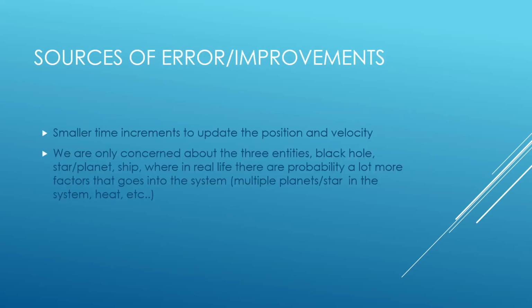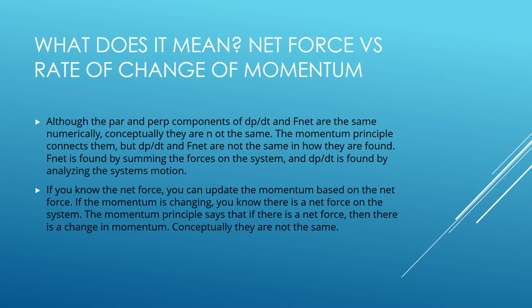Other sources of error and improvements: smaller time increments to update the position and velocity, and we're also only concerned about the three entities, where in real life there are probably a lot more factors that go into the system, including systems that have multiple planets or stars, and heat will also be a factor, and a lot of other unknowns. So what does it mean?